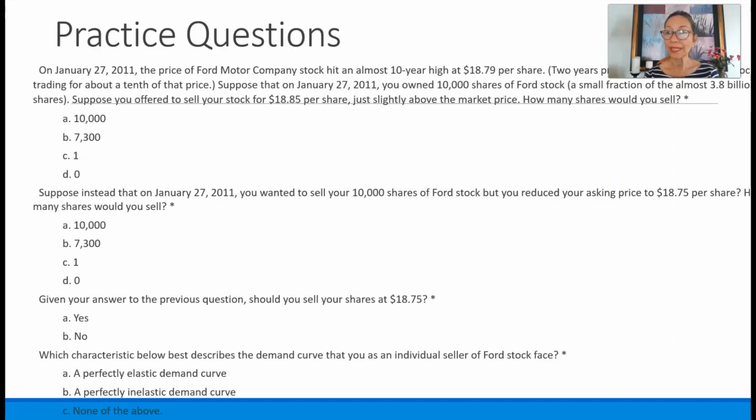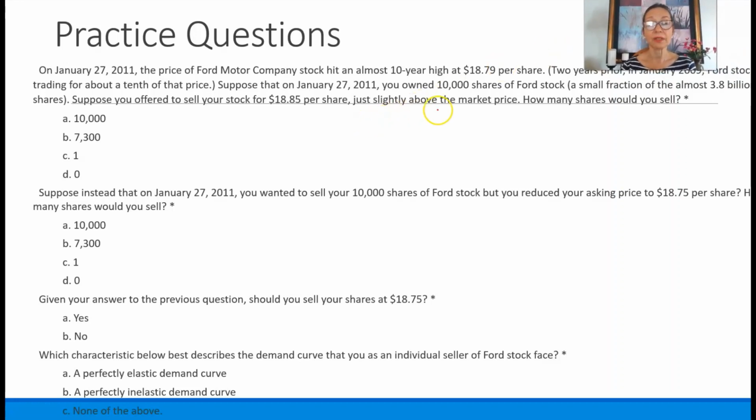Suppose that on January 27th, 2011, you owned 10 shares of Ford stock. And that's 10,000 shares, sounds like a lot, but there's 3.8 billion shares of stock outstanding. So you own like a very little piece of that. Suppose you offered to sell your stock for $18.85 per share, just slightly above the market price. How many shares would you sell? Okay, so stop the video, look at the problem, and think about it for a moment.